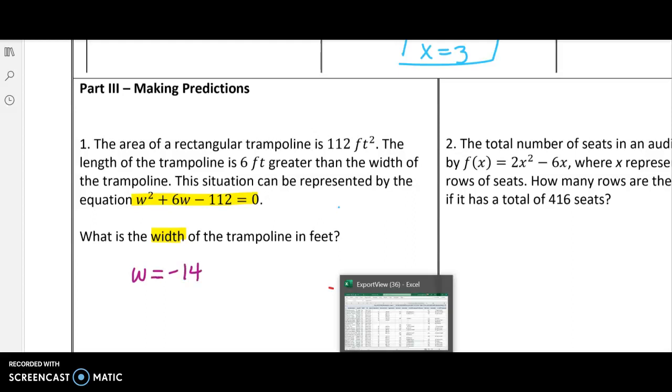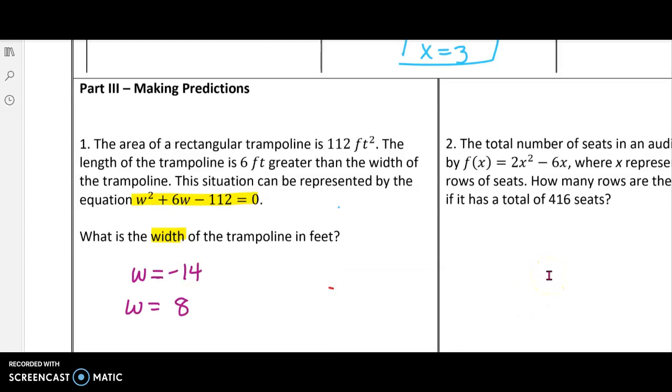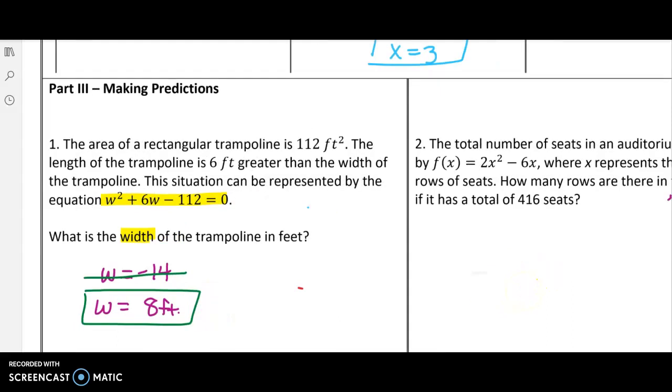Now, first of all, we're asking for the width. Can the trampoline have two different widths? No, it can't. It can only have one width. And the most important thing we can note here is that it can't have a negative width. So that means our width must be 8. In this case, 8 feet. So I'm putting the unit on there. Make sure with real world we remember we shouldn't have negatives.